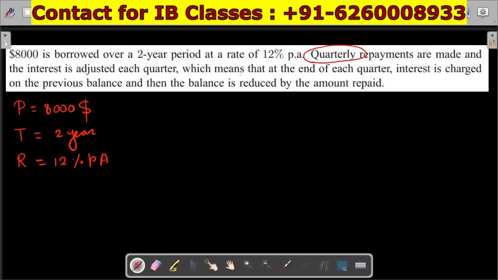quarter, which means that at the end of each quarter interest is charged on the previous balance and then the balance is reduced by the amount repaid. This is the general procedure for your EMI, so nothing new. So what we can do here, we can write here that it is a quarterly repayment.